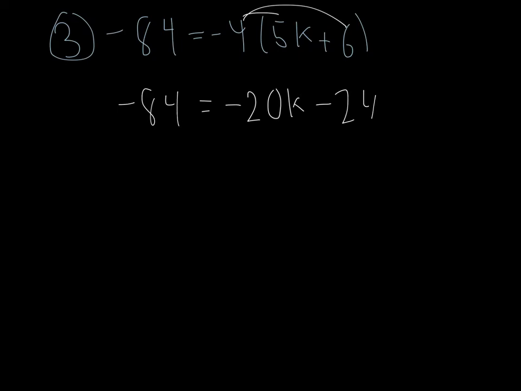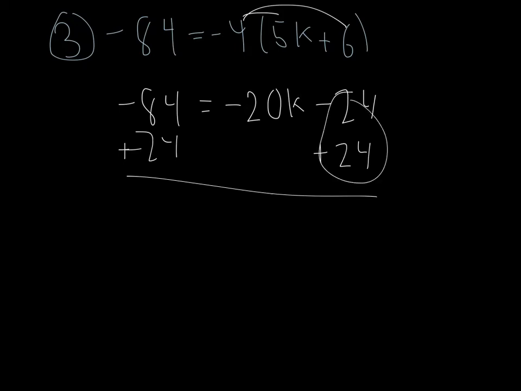So now we need the numbers on one side and the variables on the other. So we're trying to get this k here by itself. So it would make sense to get rid of this negative 24 by doing the opposite, which in this case would be to add 24 to both sides of the equation. This makes 0 and this makes negative 60. Negative 84 plus 24 would be negative 60.